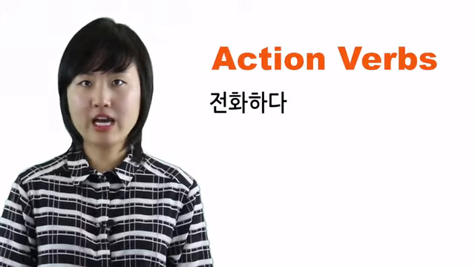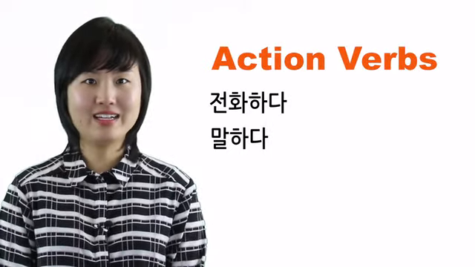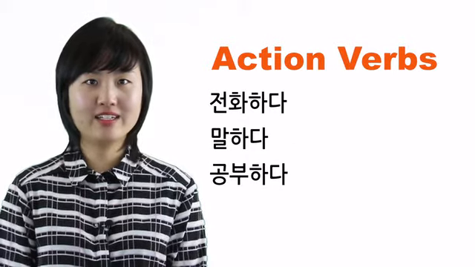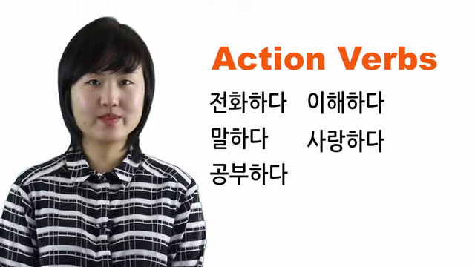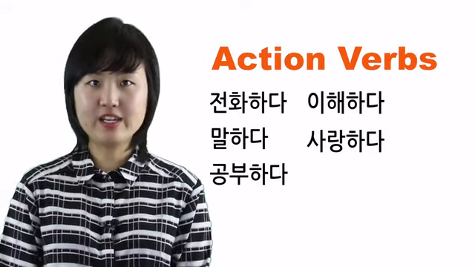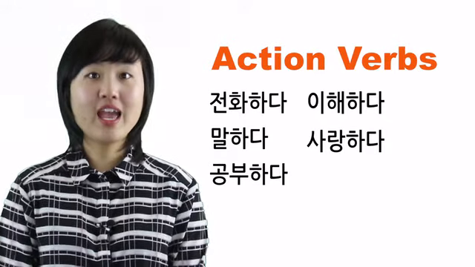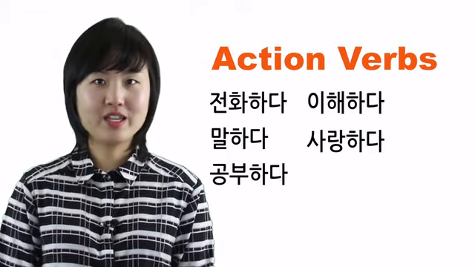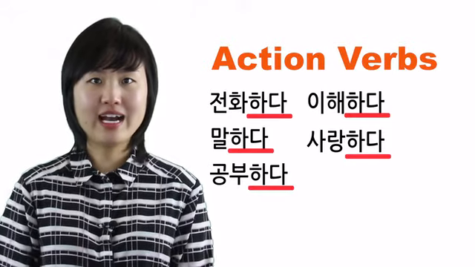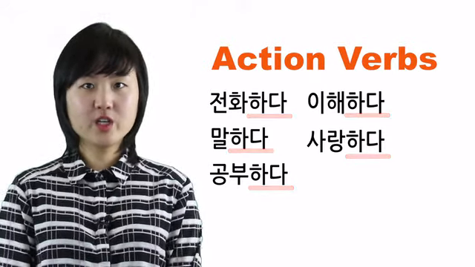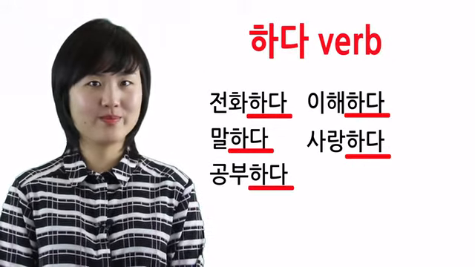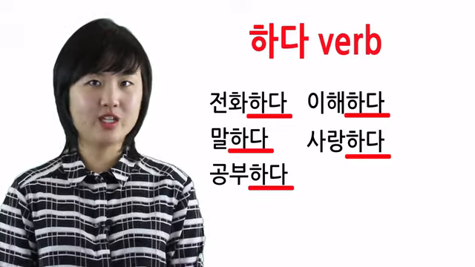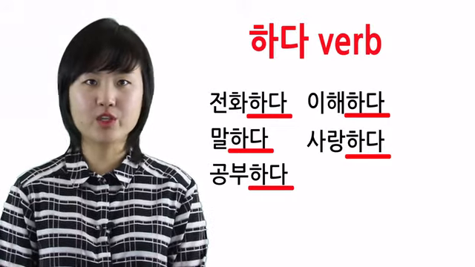Then now let's take a look at the verbs 전화하다, 말하다, 공부하다, 이해하다, 사랑하다. Do you see a pattern in each verb? I'm sure you found the pattern. Each verb ends with 하다. The verb ending with 하다 is called 하다 verb. The 하다 verb in fact consists of 2 words.